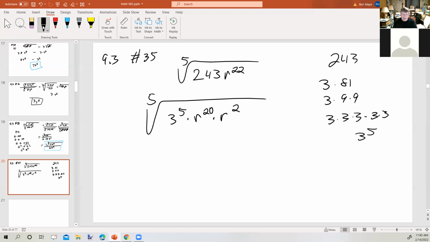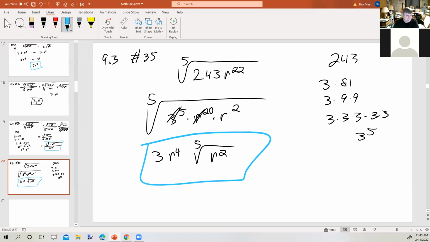Now, why did I take r to the 22nd power and pull it apart, r to the 20th times r squared? Because 20 is a multiple of the index 5. It's the largest number that's a multiple of the index 5 that is smaller than or equal to 22. So the 5th root of 3 to the 5th is a 3 outside. The 5th root of r to the 20th is r to the 4th outside. And I have the 5th root of r squared as the leftovers inside.